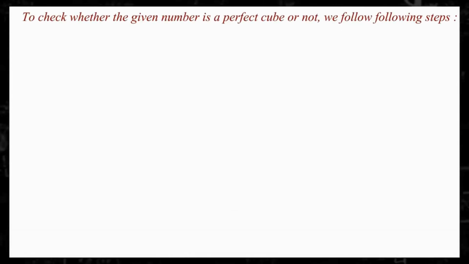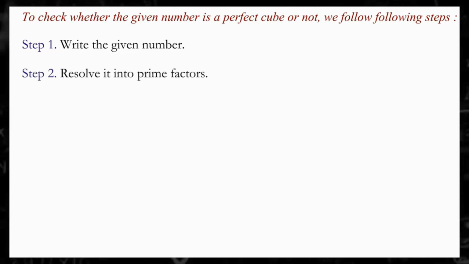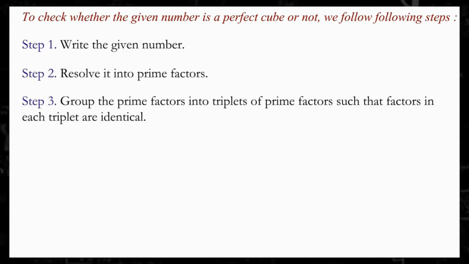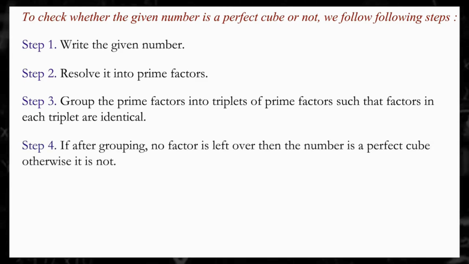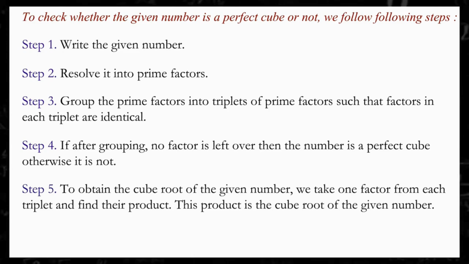Check for perfect cubes. To check whether the given number is a perfect cube or not, we follow these steps. Step 1. Write the given number. Step 2. Resolve it into prime factors. Step 3. Group the prime factors into triplets such that factors in each triplet are identical. Step 4. If after grouping no factor is left over, then the number is a perfect cube. Otherwise, it is not. Step 5. To obtain the cube root of the given number, we take one factor from each triplet and find their product. This product is the cube root of the given number.